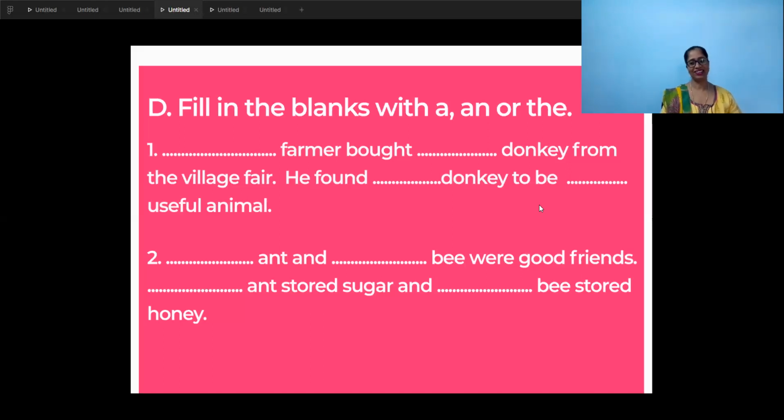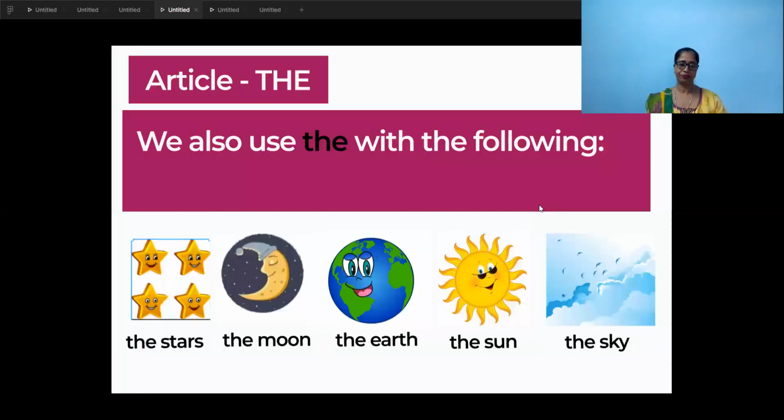Next one. Yes, we are talking about the ant for the first time. So an ant and a bee were good friends. Dash ant, we are talking about that same ant again. So the ant stored sugar and the bee, we are talking about the bee, stored honey. Understood? So children, now few more rules to understand.